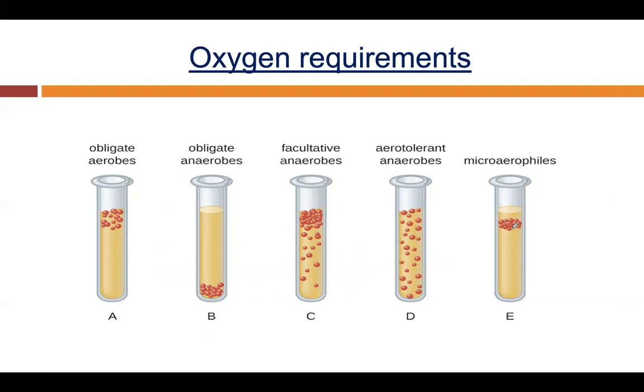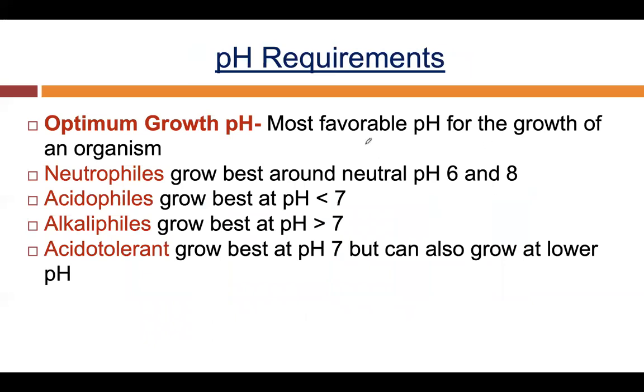Microaerophiles, they need a very small amount of oxygen, but they cannot tolerate too much oxygen. So instead of growing on the surface, they actually grow a little below the surface, where oxygen availability is less than at the surface. So that's the microaerophiles.